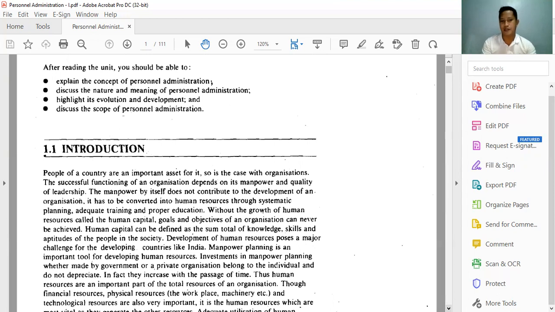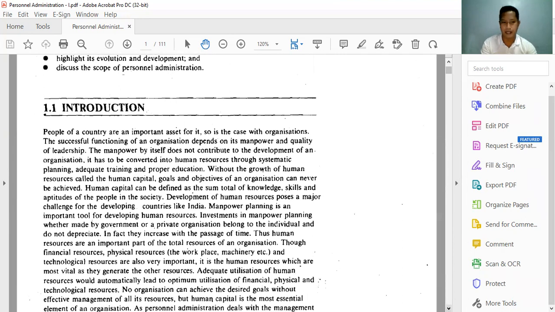Manpower planning is an important tool for developing human resources. Investments in manpower planning do not depreciate. In fact, they increase with the passage of time. Thus, human resources are an important part of the total resources of an organization. The financial resources, physical resources such as the workplace, machinery, and so on, and technological resources are also very important. It is the human resources which are most vital as they generate the other resources.